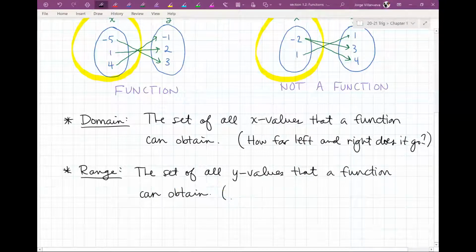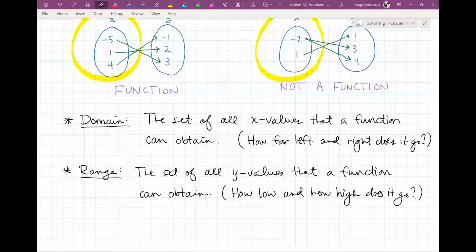Now, if you're looking at a graph, you ask yourself how low and how high does it go? Okay, so you're just going to look at the picture and say, what's the lowest it goes? What's the highest it goes? Sometimes it goes on to positive infinity, meaning it's going up all the way forever, right? Sometimes it only goes as low as -3, okay, on the y-axis.